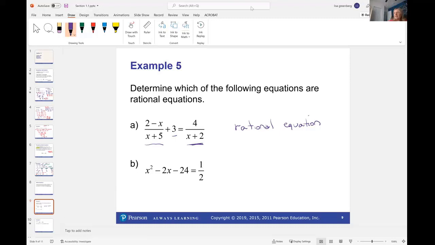Now, B is not really a rational equation, because there's no denominator on this side, and this side here is not a rational expression either. So neither side is rational. This is a number, it's a polynomial, and this is a polynomial. So we have a polynomial equaling a polynomial, but neither one of them is rational. So this is not a rational equation.